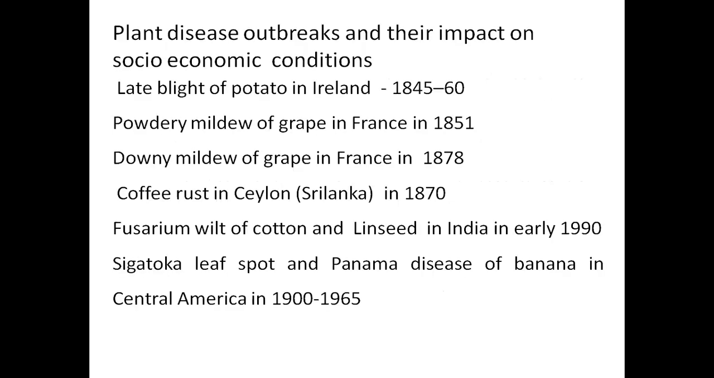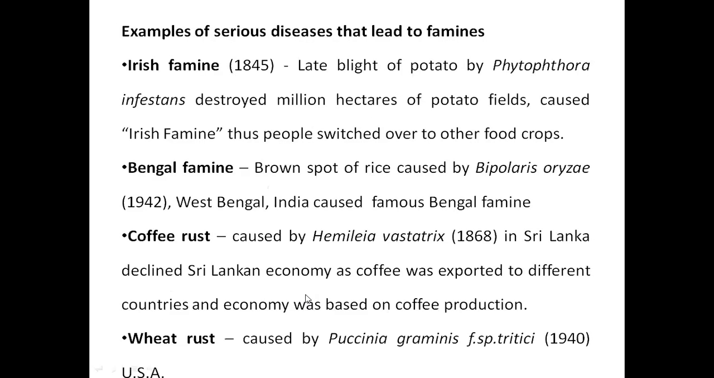There have been several outbreaks of diseases which had a greater impact on socioeconomic conditions. The first disease of importance was late blight of potato, which appeared in Ireland in 1845 to 1860 and caused a significant loss. Likewise, there are powdery mildew of grape, downy mildew of grape, coffee rust, Verticillium wilt, Sigatoka leaf spot and Panama disease of banana. These serious diseases led to famines. The Irish famine is well known for late blight of potato, where millions of hectares of potato fields were destroyed by this pathogen.